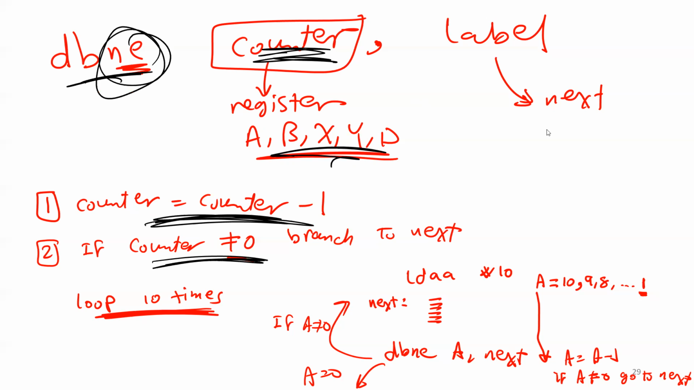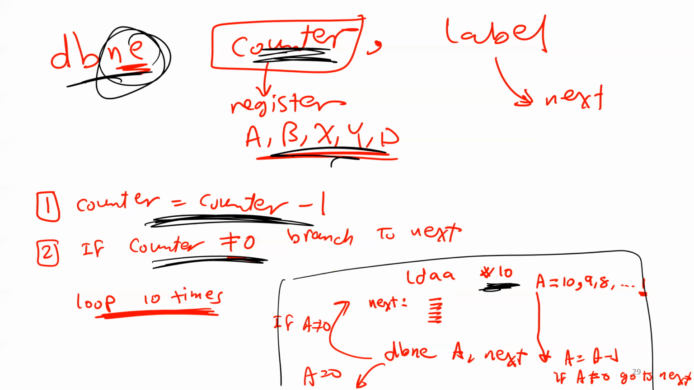Look here, guys. I decided to use register A as a counter. For example, I'm going to initialize it to 10, because I want to loop 10 times. So see what's going to happen here, guys. Look how simple it is. The loop here is very simple, right?